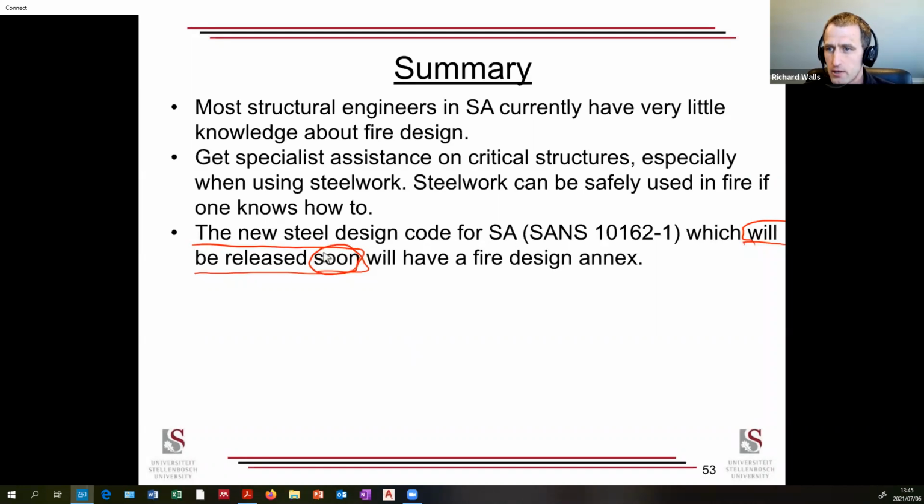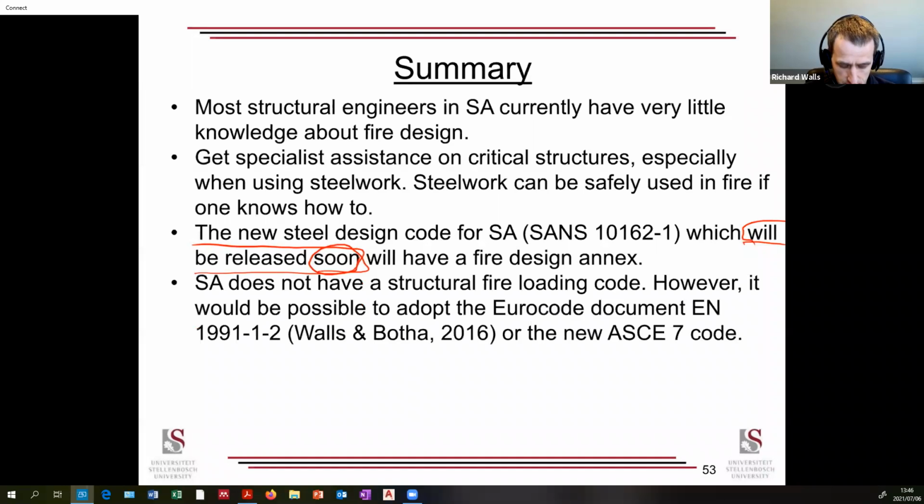But alternatively, we could just use the Canadian code. They have a fire design annex. The updated 10162 is from Canada, and so we can adopt it straight away, and it's exactly consistent with our modern code. So we do have a fire design annex from them. So we don't have a structural fire loading code.